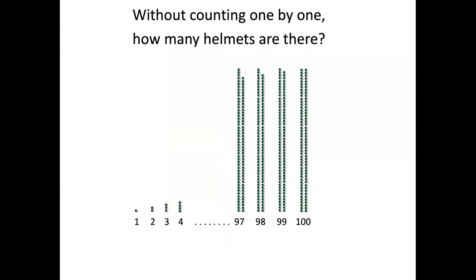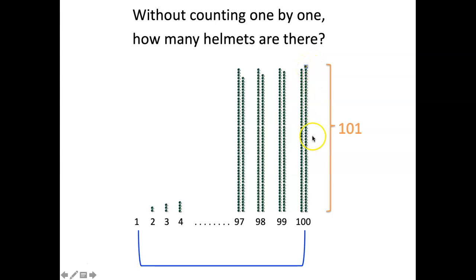Let's do this one more time. So without counting one by one, now we have lots of little helmets there. How many helmets are there? So can you visualize this? Once again, I take the first and last column. If I add those 2 columns up, 1 and 100, if I move over that 1, that little first helmet there, you can see it right up here. I've moved it. Now I have a total of 101 helmets.